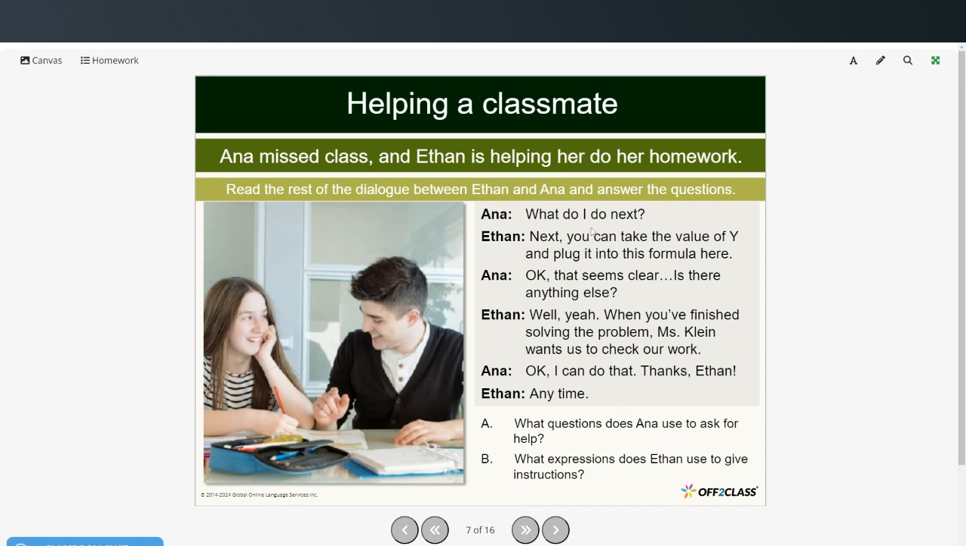What do I do next? Next, you can put the value of y and plug it into the formula here. Okay, that seems clear. Is there anything else? Well, yeah, when you finish solving the problem, Ms. Klein wants us to check our work. Okay, I can do that.